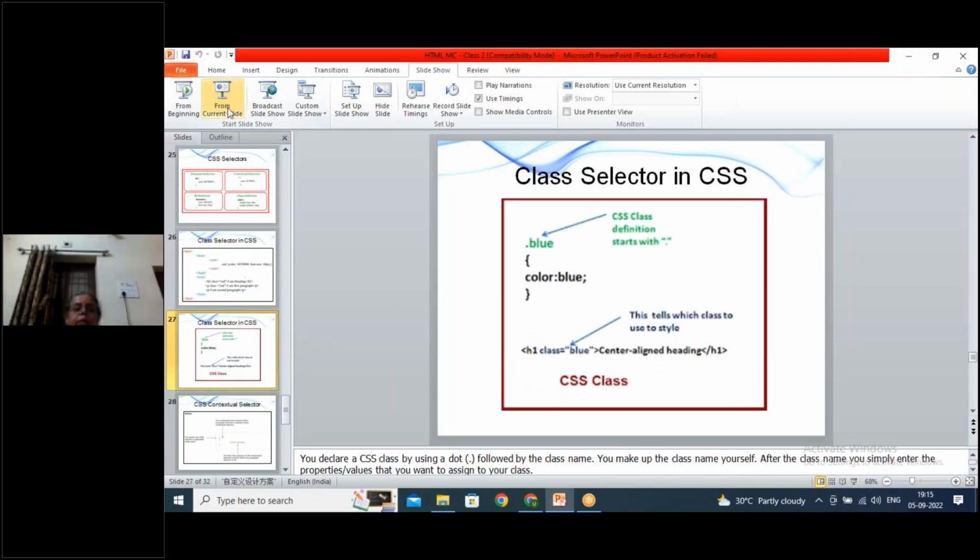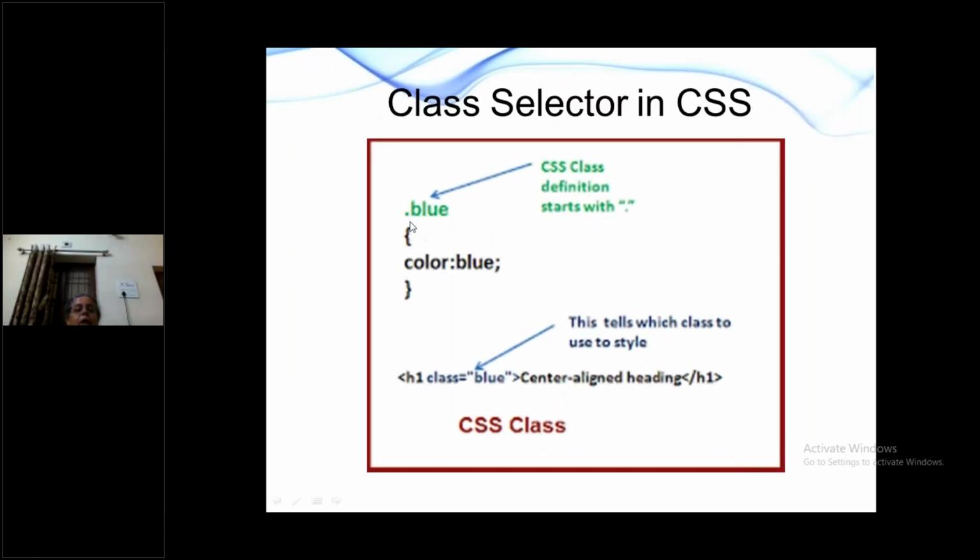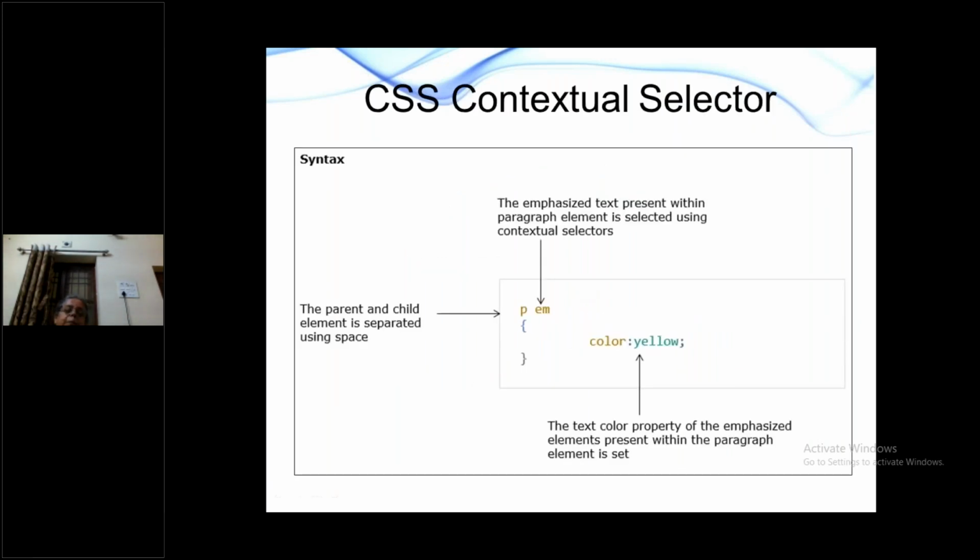So we have seen, let's say, the class selector. Class names always start with a dot. Wherever you want the style to be applied, you need to give the class attribute to the tag and specify the class name within double quotes. Remember, if you give it without the double quotes, it may not work in some browsers. So always the class name must be given within double quotes. Fine. Next, you have something called a contextual selector.